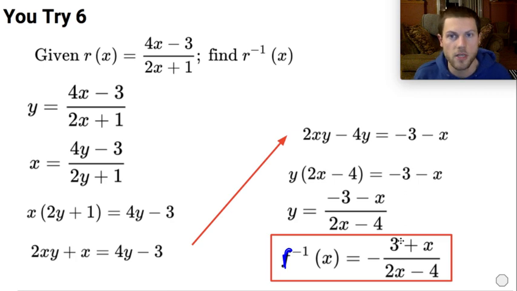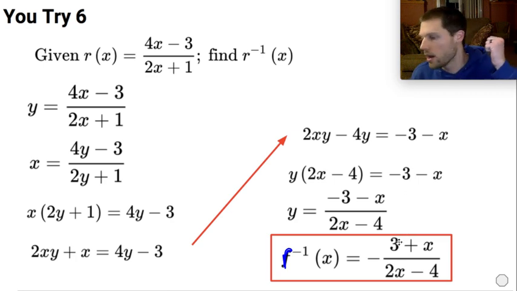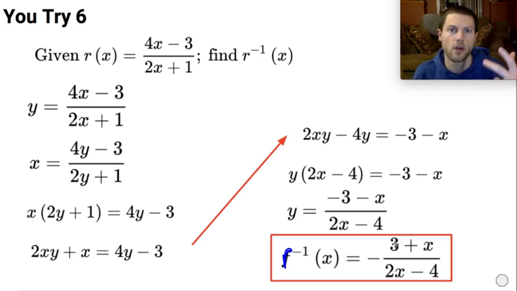So hopefully this made some sense. We have talked about graphs, we've talked about equations, we've talked about what inverses are, and hopefully this is ringing some bells and you're ready to dive into some practice in class.